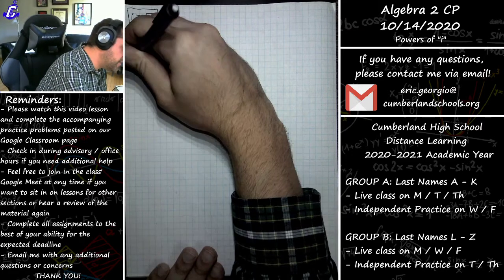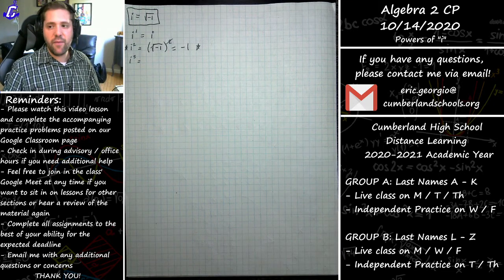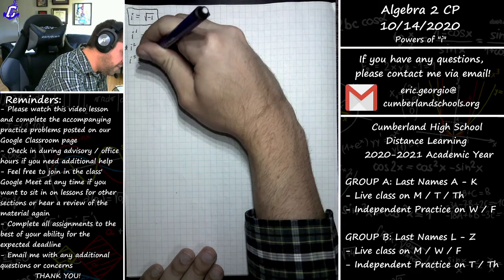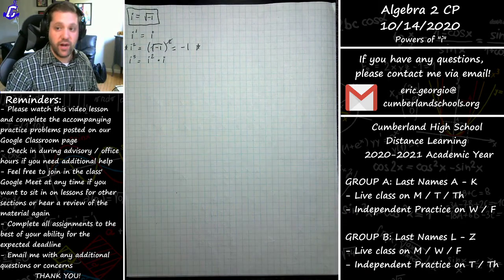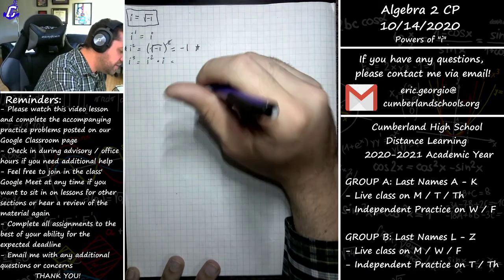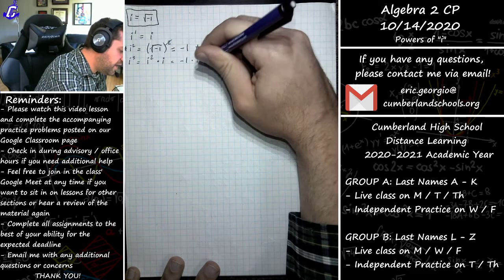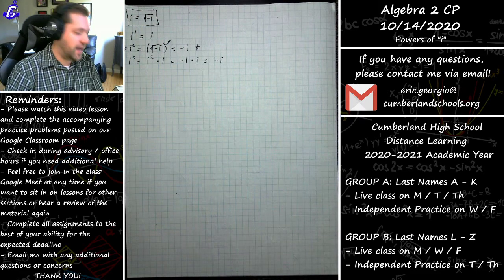Well, what about i to the third? Think about how we can break down something like i to the third. You could say that i to the third is the same as i squared times an additional i. Right, that's true. That would make 3 of them. Well, i squared we just established up here is negative 1. So that would really be equal to negative 1 times i, or negative i. So we can say i to the third is negative i.